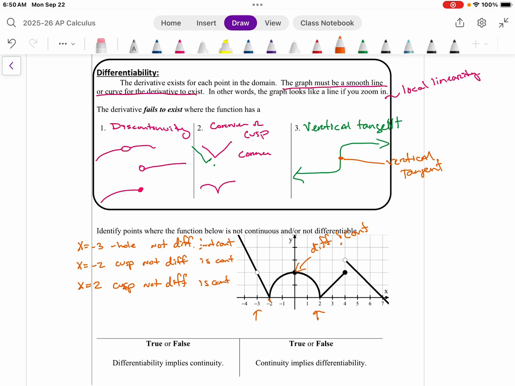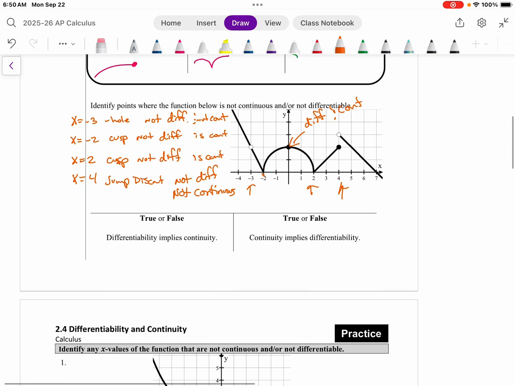And then at x equals 4, we would say there's a jump discontinuity. So we are not differentiable. It happens to be not continuous as well. The follow-up question you'd ask is, does the limit exist? Well, no, there's a jump discontinuity there, so the limit does not exist as x approaches 4 for that function.